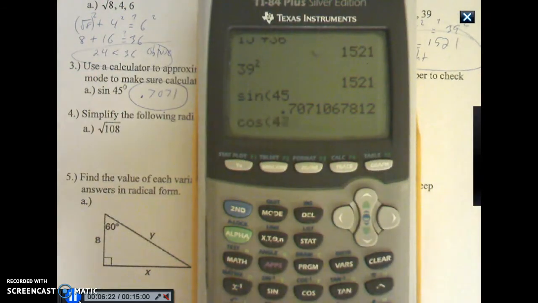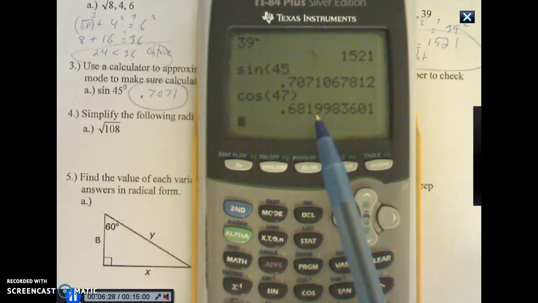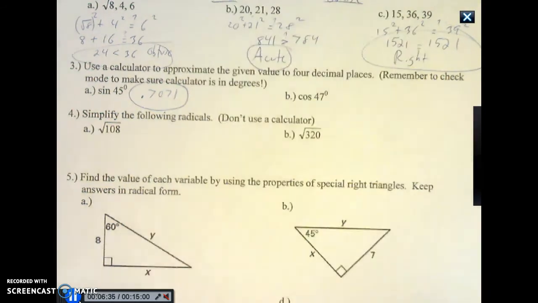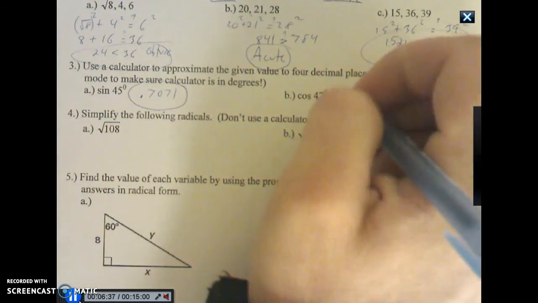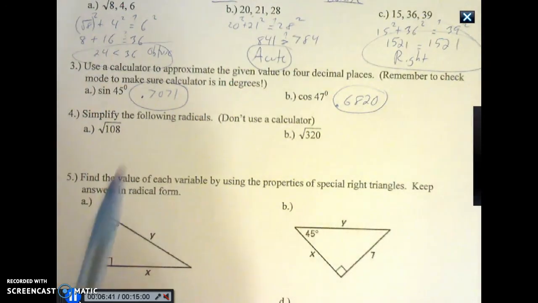Okay, and cosine 47. Now, you see how the fifth number is 9, and this would round this up to 0, which would bump this over. So to 4 decimal places, this is actually 0.6820. Okay. All right.